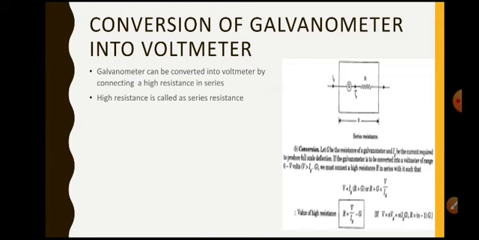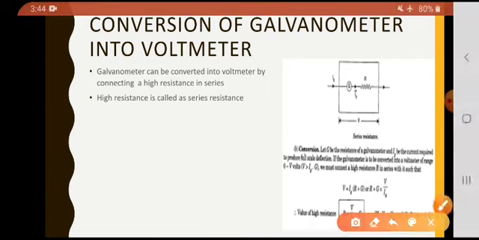The galvanometer is a sensitive device, therefore it cannot measure high potential differences. In order to convert this galvanometer into a voltmeter, a very high resistance is connected in series with the galvanometer. This high resistance is also called a series resistance. If G is the galvanometer resistance, Ig is the maximum deflection current in the galvanometer.